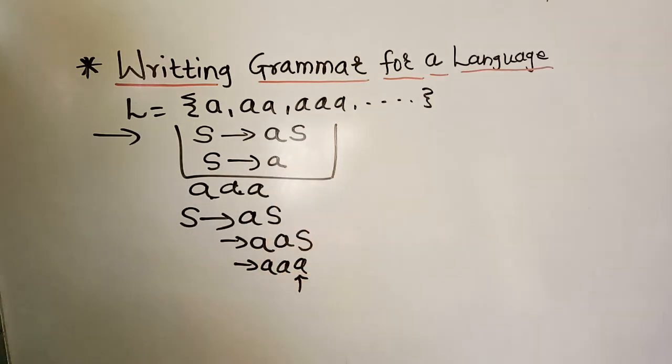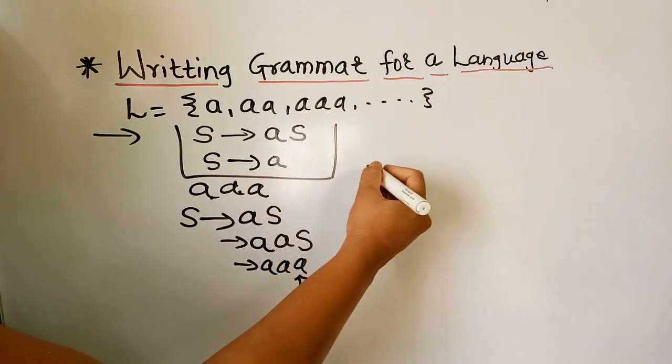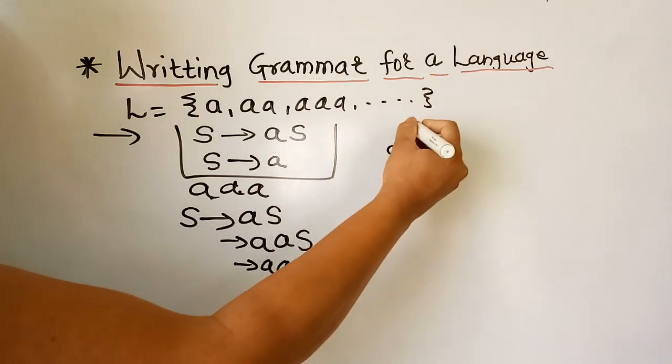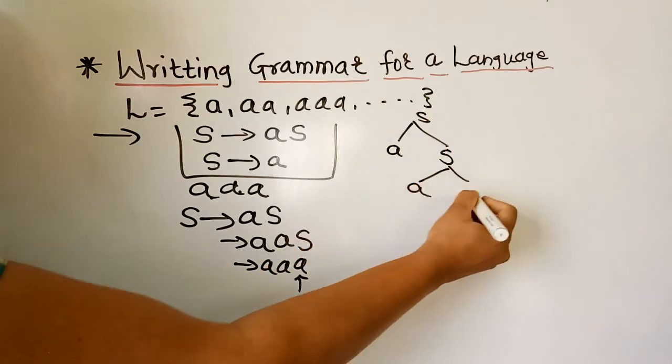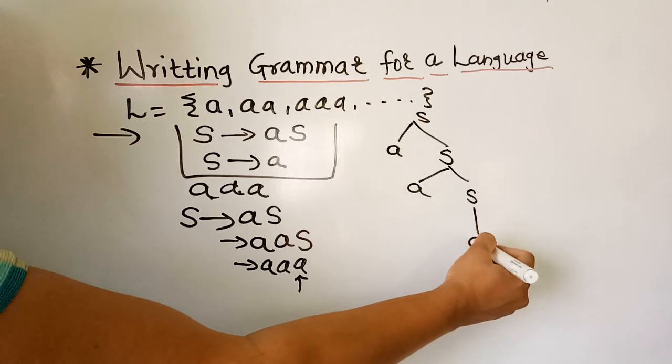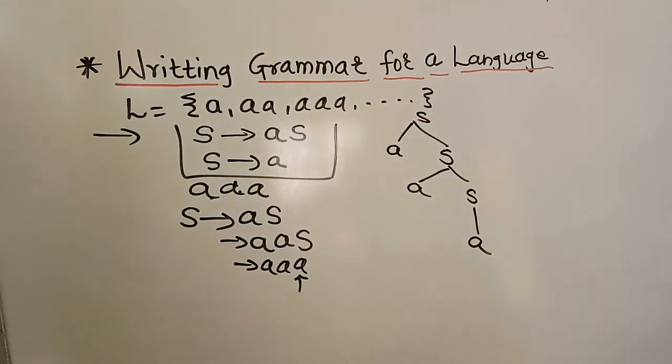That is this mechanism. For parse tree generation, we will start with S gives AS. Now this S is again replaced with AS and now this S is replaced with A. So it is the yield of the grammar, that is AAA.